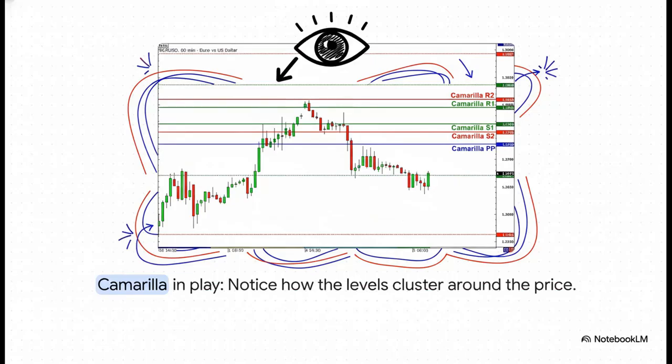And looking at this chart, you can really see that mean reversion idea in action. The Camarilla levels are way closer together than other pivot types, almost hugging the price. See how the price tests and respects those S3 and R3 levels? That's the method in practice, designed specifically to help you catch those potential reversal trades.